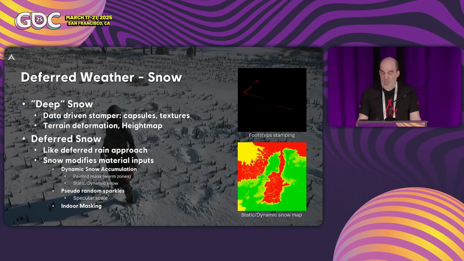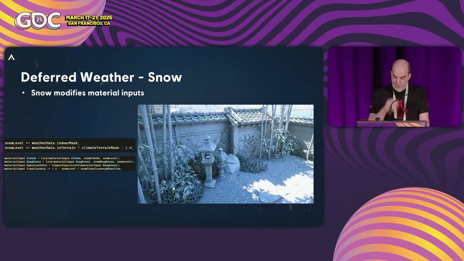Also, next we have deferred snow with a dynamic accumulation. And it's like a deferred rain, really. It works the same way and modifies material inputs. And we have the concept of cold and warm zones driven by a static dynamic snow mask painted by a tech artist. So as I said before, the deferred snow modifies the material inputs.